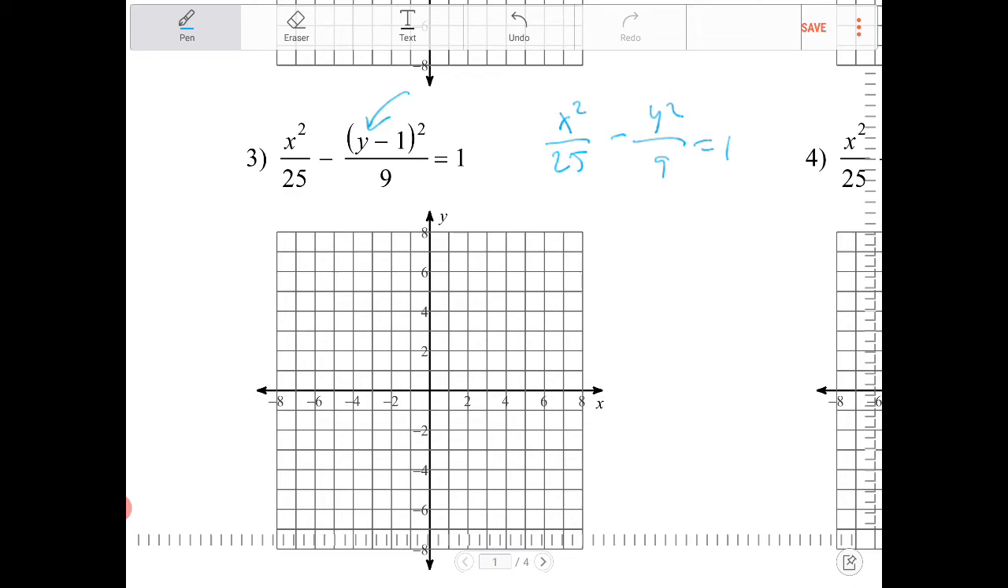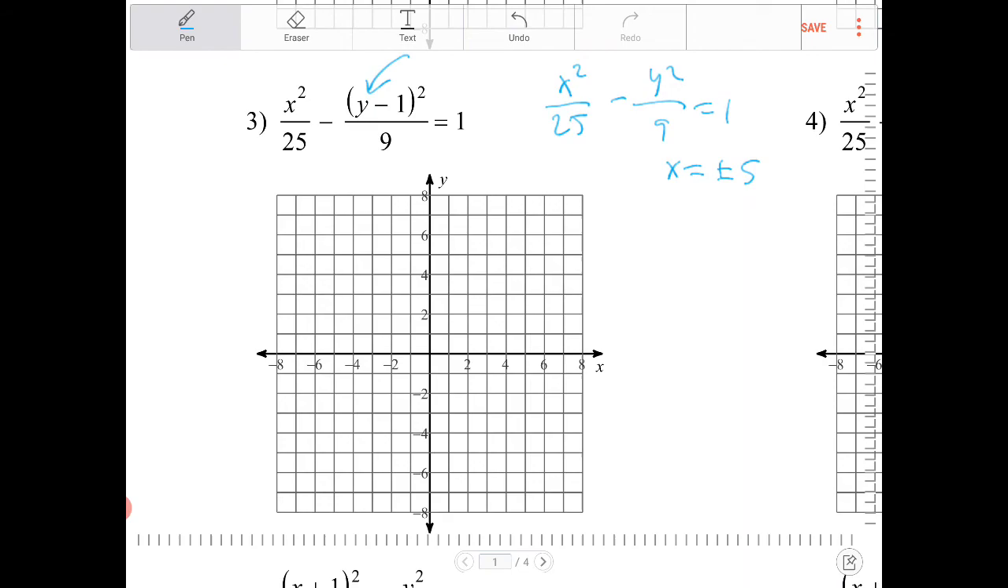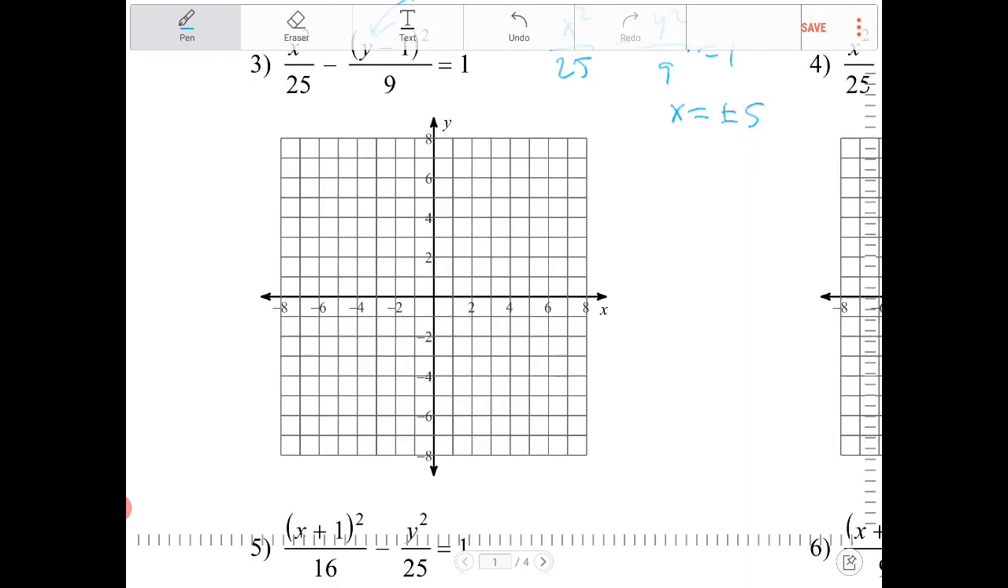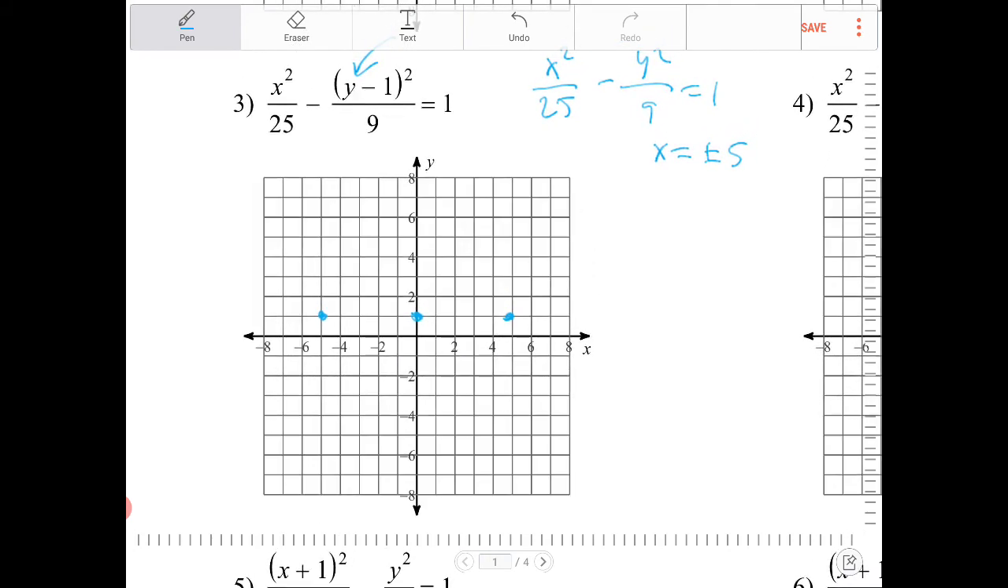So from this, if I substitute in 0 for y, I end up with x equal to plus or minus 5. So in other words, the center is located at (0, 1). So (0, 1) is located over here. I want to move to the left 5 and to the right 5 of that center. Notice I don't have to worry about taking square roots or anything if I do this. And similarly, I'm going to find the slope of the asymptotes.